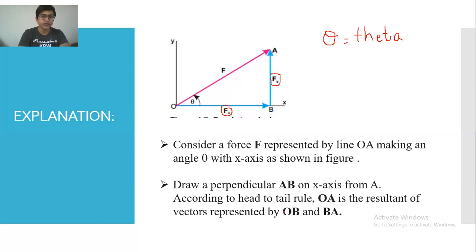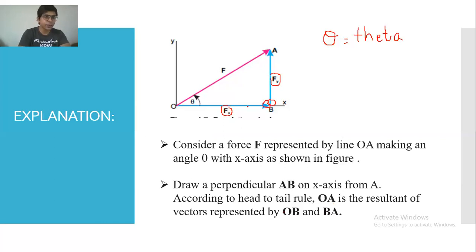It is a resultant of the vectors represented by OB and BA. Okay, so here you can see there are two vectors, OB, this is the head of the first vector, and AB, this is the tail of the second vector. Both these vectors are added by the head to tail rule.